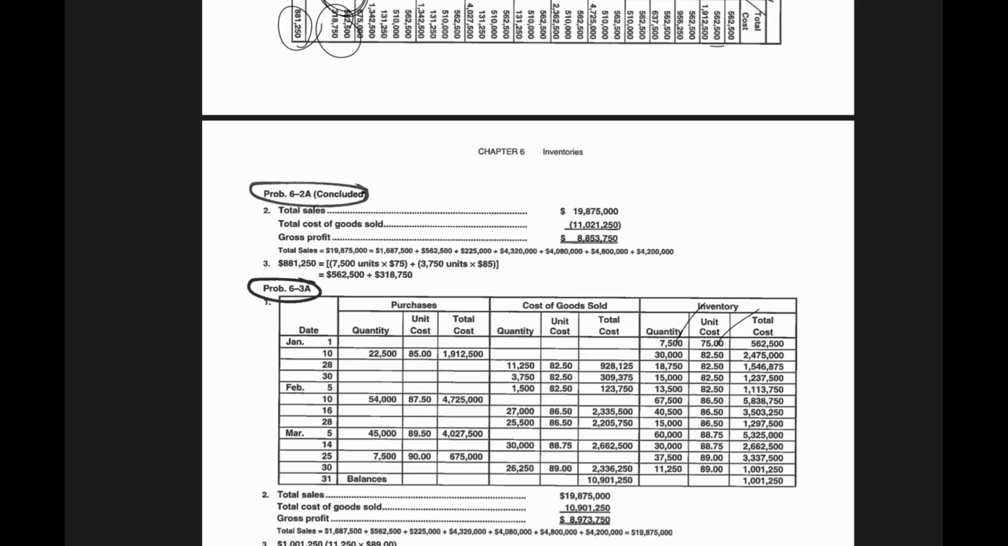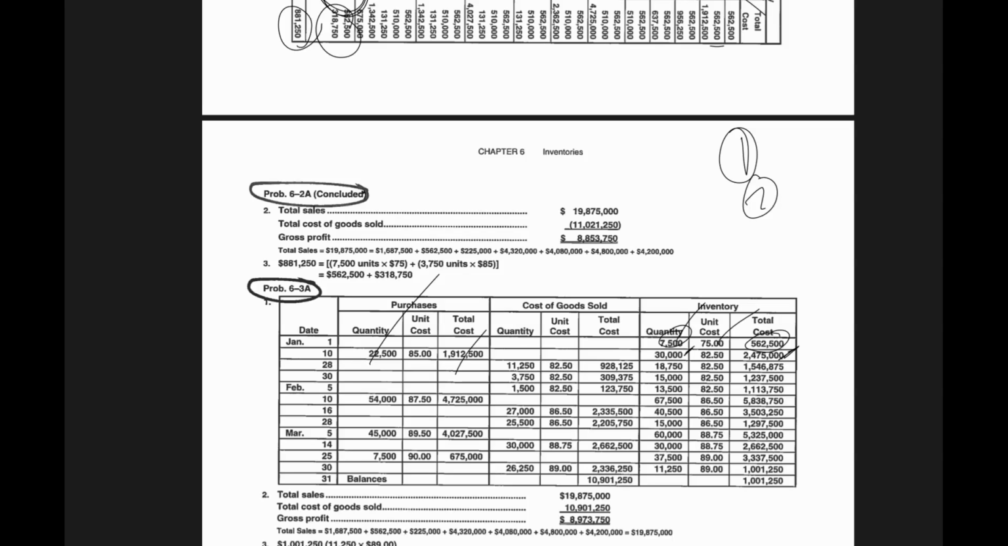Here we go. Right away, we see the concept of the weighted average. So we purchased 22,500. So first step, number one, 22,500 plus the 7,500, 30,000. Step one. Step two, we look at the extended cost in that purchase, 1,912,500 plus the beginning. We get our total cost, $2,475,000. We do that every single time there is a purchase, not worrying about the sales, just the purchase.